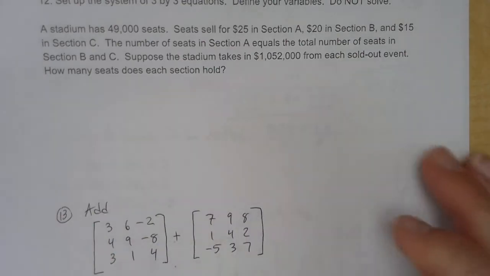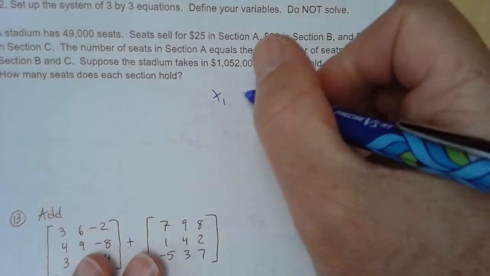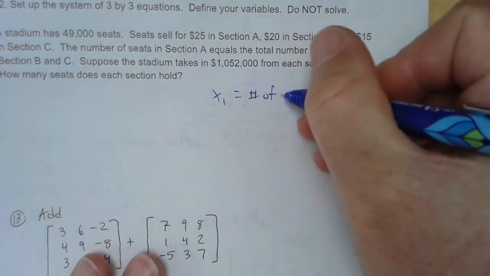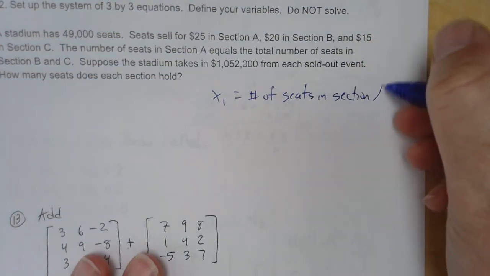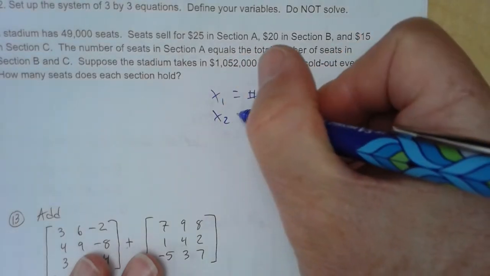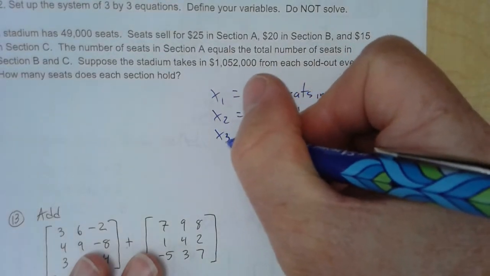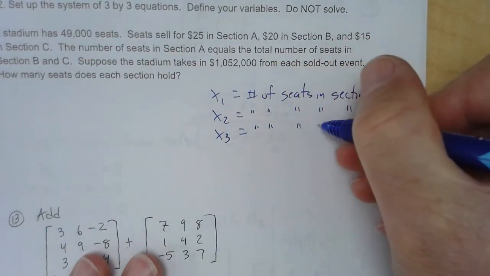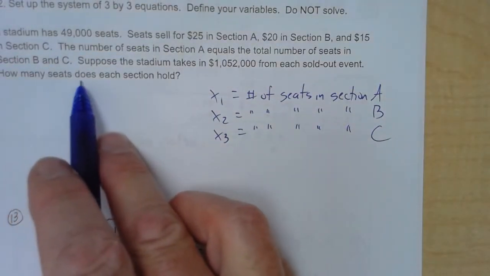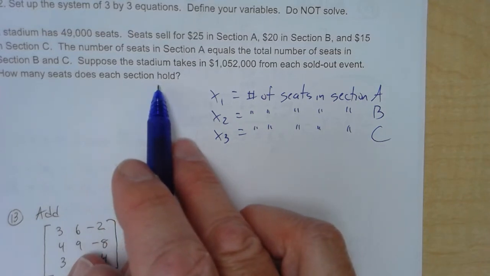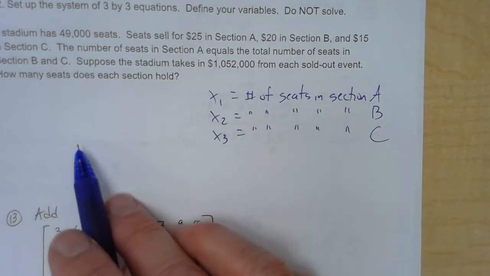Okay, so I'm going to define the variables. So x1 or a or x, whatever you want to call it, is the number of seats in section A. x2 is the number of seats in section B. x3 is the number of seats in section C. So it says, how many seats does each section hold? There's 3 sections. So how many means the number of. So we got section A, section B, section C.